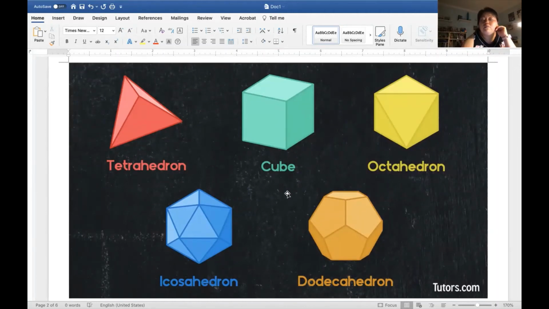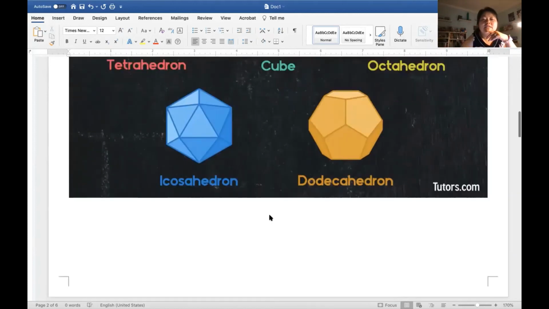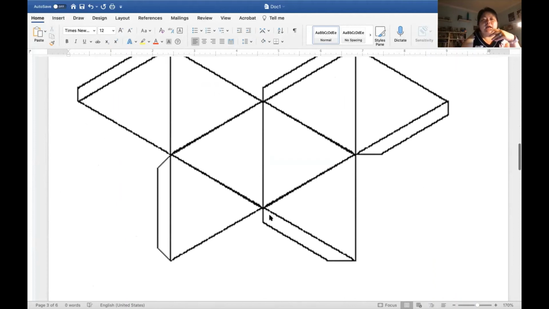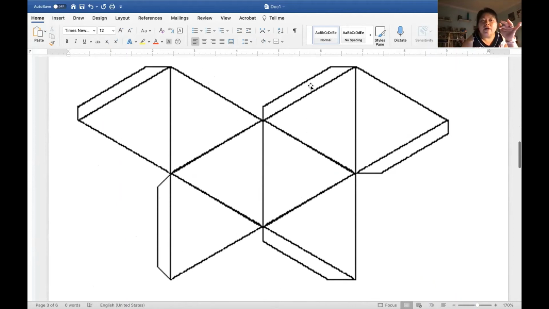So if you want to see how these are made, you simply go on Google and look for net, like the one that you catch birds with. You look for net of tetrahedron, net of octahedron, and that's how I'm able to find all these pictures here. And you just cut and then put glue on these tabs, and the shapes will come around really nicely.